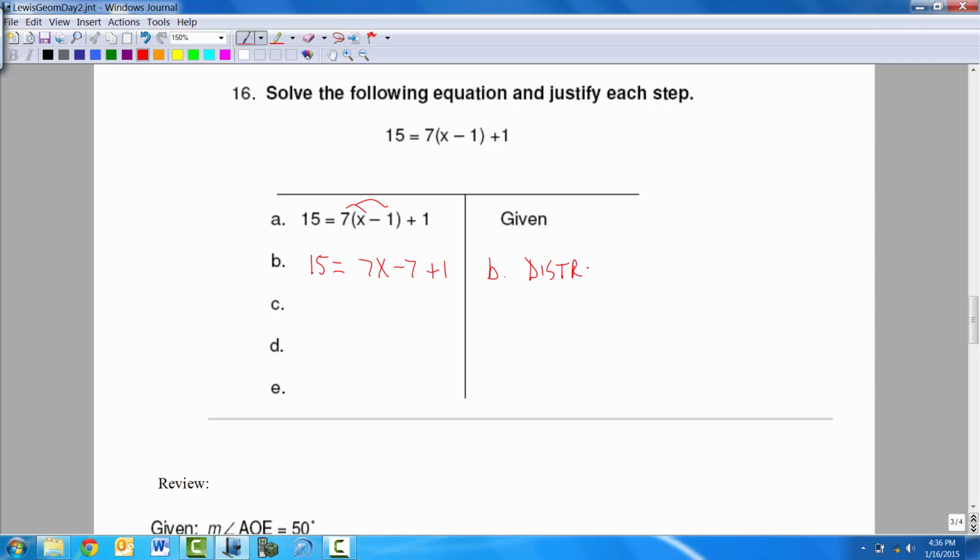It's called distribution. So this is a term that I will use frequently throughout this year when we solve equations. There's going to be a lot of that. So that's called distributing that 7 through and then multiplying it, 7 times x and then 7 times 1, for those that haven't seen it in a while.